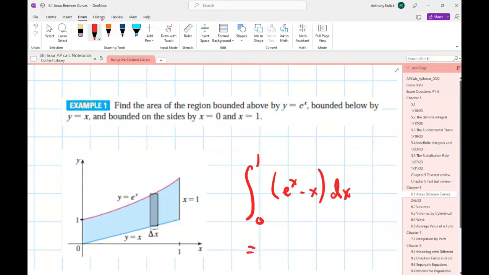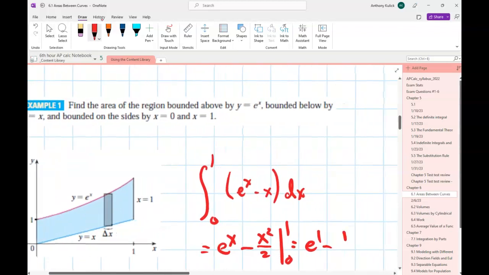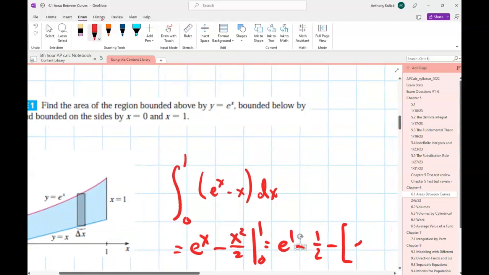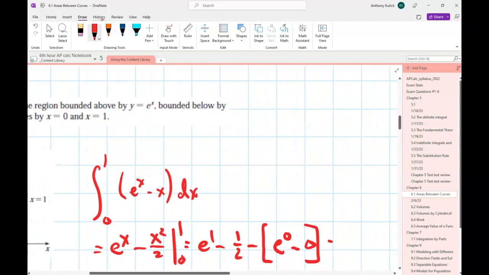What's the antiderivative of e to the x? The antiderivative of x? And we evaluate from 0 to 1: we have e to the first minus a half, and then minus e to the 0 minus 0. So that turns into just e minus 3 over 2.